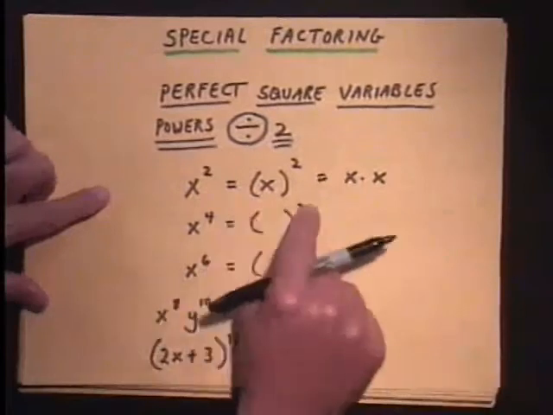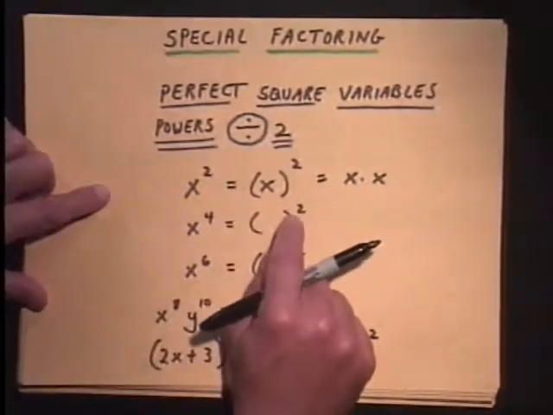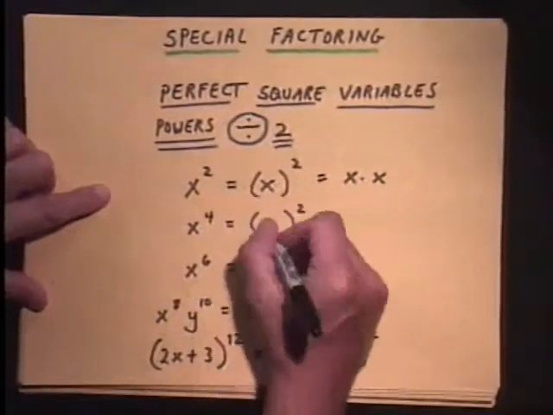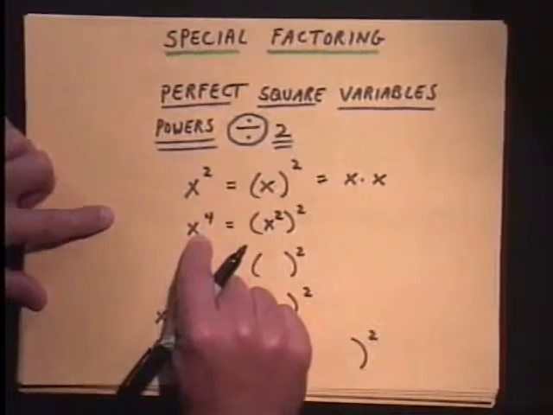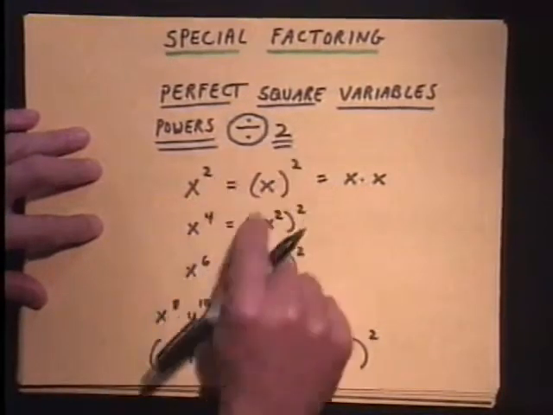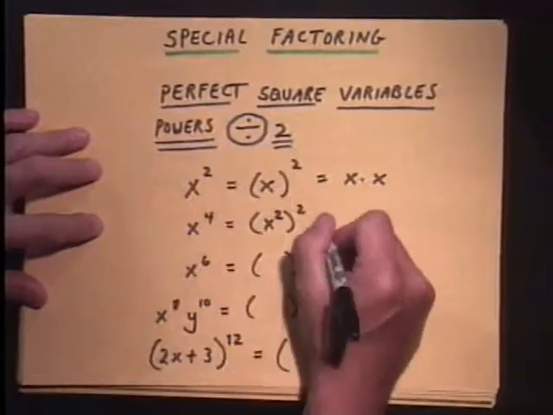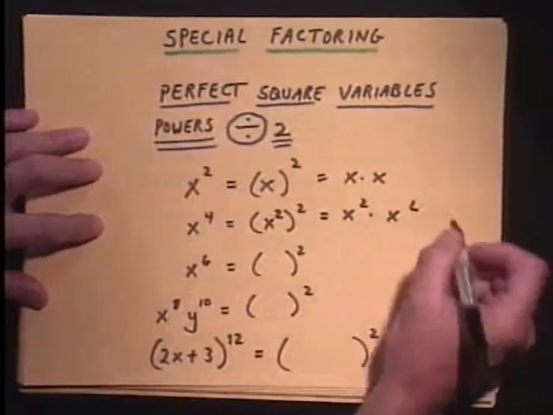What squared gives me x to the fourth? Now remember, this is power rule number 5. You multiply the exponents: you would get x squared, squared. Multiplying would give me x to the fourth. So any variable that has an even power, or is divisible by 2, is a perfect square. Or we could write this out as x squared times x squared as well.